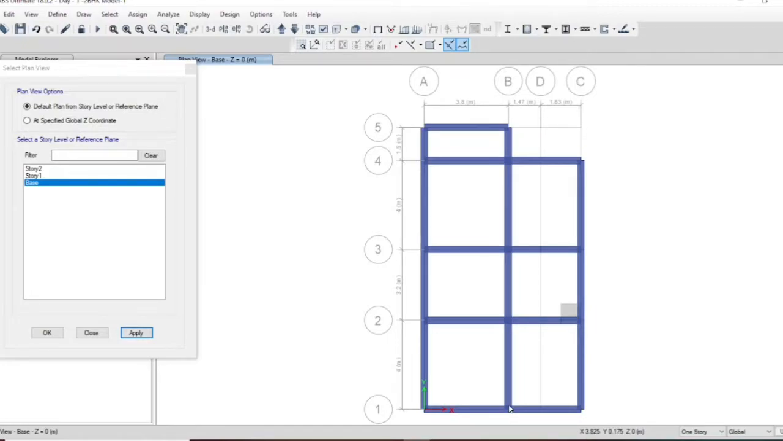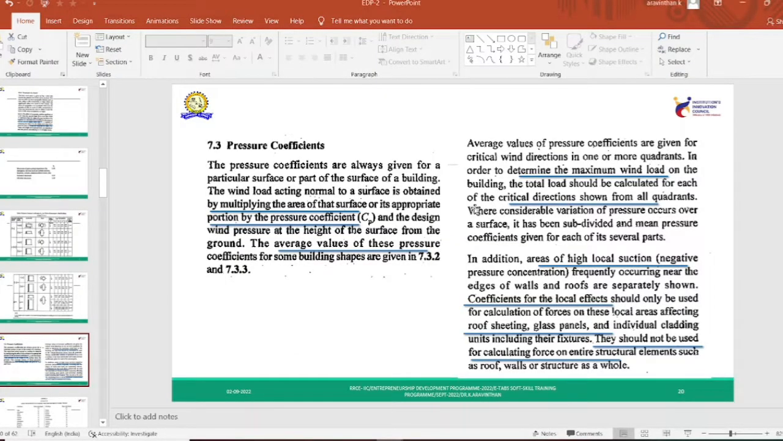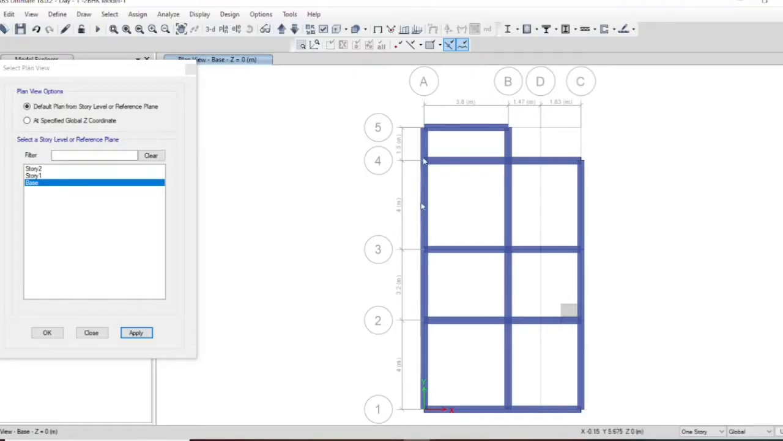So that is why I have considered the wind in x direction and also in y direction. This is what the code also suggests, that the critical direction shown for all the quadrants. The total load should be calculated for each of the critical directions shown from all quadrants. We have four quadrants, and for all four quadrants we have to find.